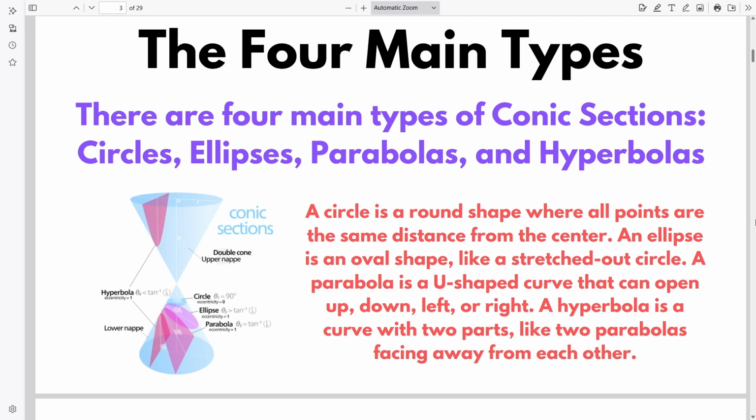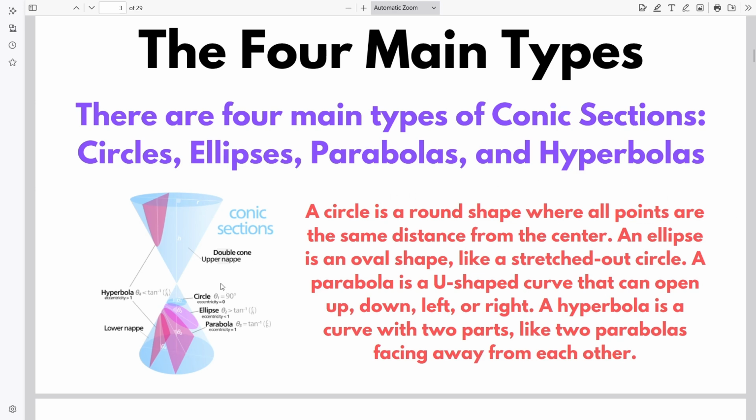Circles are those round shapes where all the points are the same distance from the center. An ellipse is basically just a circle that's stretched out. Parabolas are U-shaped curves that can open either up, down, left, or right. And hyperbolas are curves that have two parts, like two parabolas facing away from each other. But keep in mind, hyperbolas are not actually two parabolas.